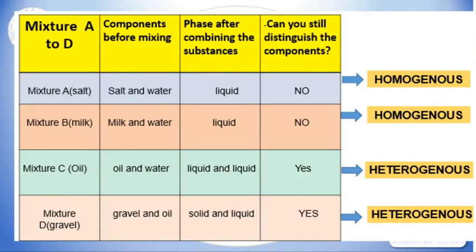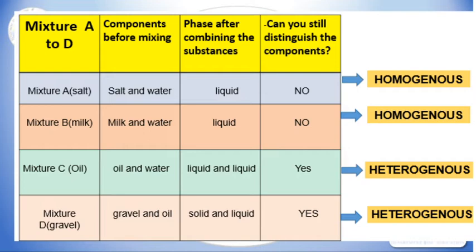Alright? Again, since the salt can't be seen, it means that we have a homogeneous mixture. Same as with mixture B. The phase after combining the substances is only liquid. This is homogeneous as well.